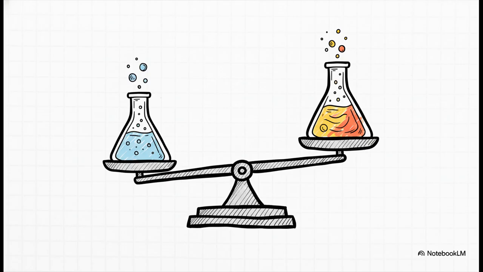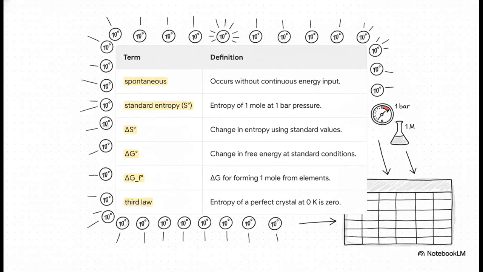To make all these concepts truly useful for comparing different reactions, we've got to make sure we're all playing by the same rules. We need to standardize things. So the most important thing to notice here is that little circle symbol we call the not symbol. Whenever you see that, it just means standard conditions. This is what lets us compare different reactions fairly. So for example, if you see delta S naught, you'd say delta S naught.